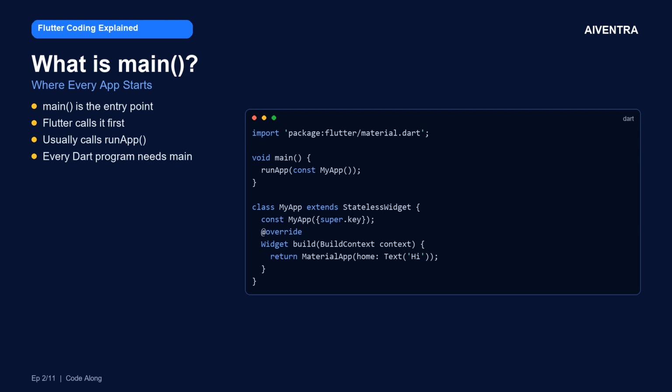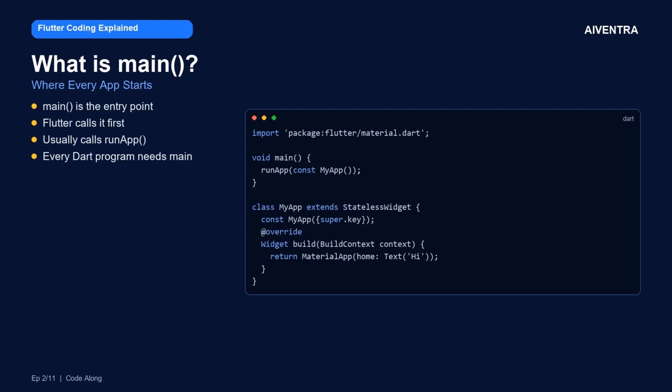When you tap the app icon on your phone, the operating system tells Dart, start running main. Inside main, we have one line, runApp with myApp. runApp is a Flutter function that takes a widget and puts it on the screen. myApp is a class we created that extends StatelessWidget.